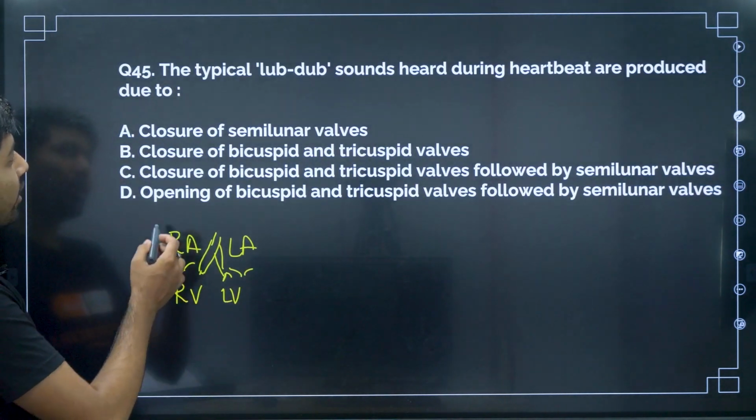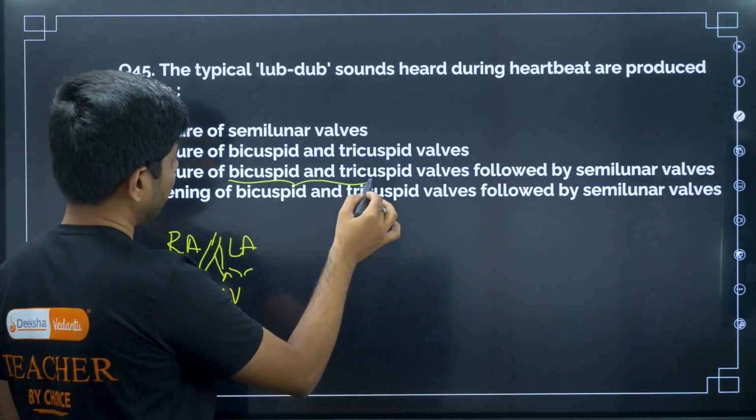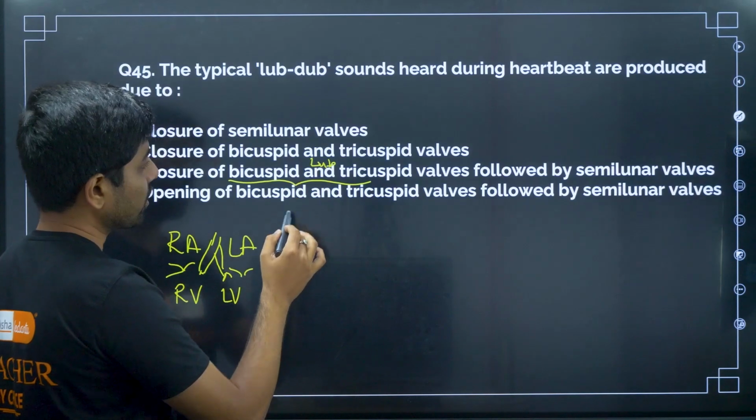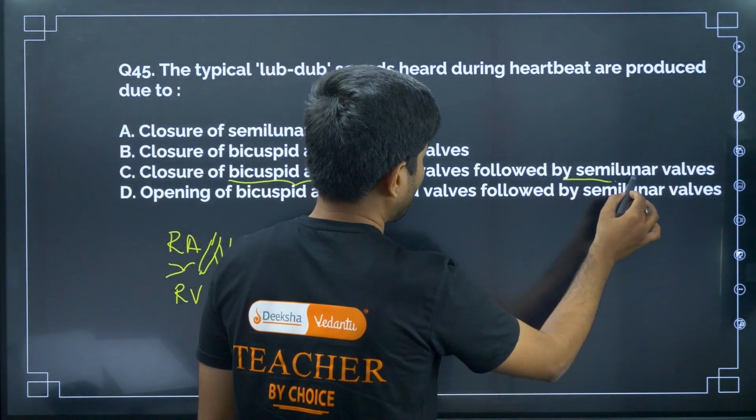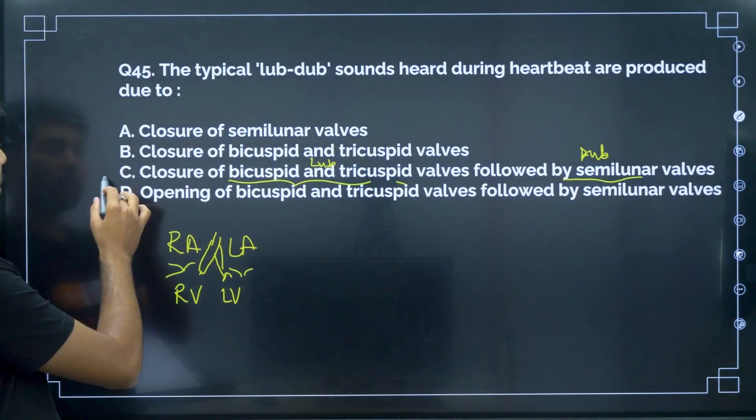Semilunar valve. Now when do you see this lub dub sound happening? The closure of bicuspid and tricuspid valves together will form the lub sound. Now the semilunar valve will form the dub sound, right? That's the second sound. Clear? Therefore the option is C.